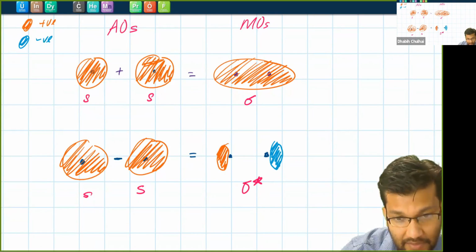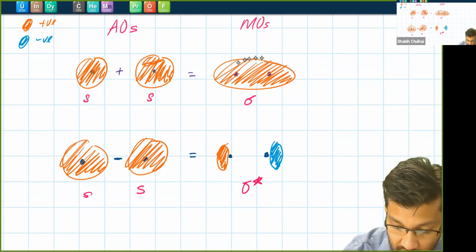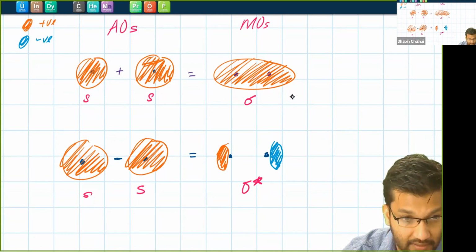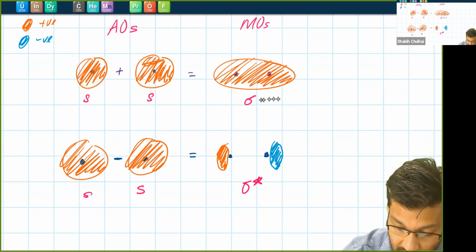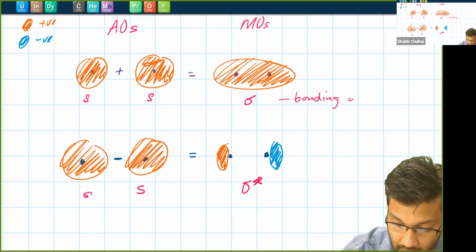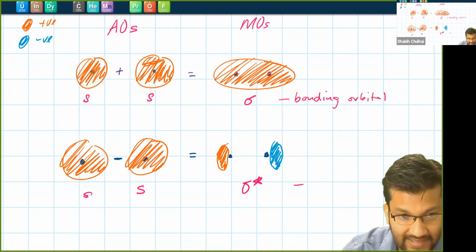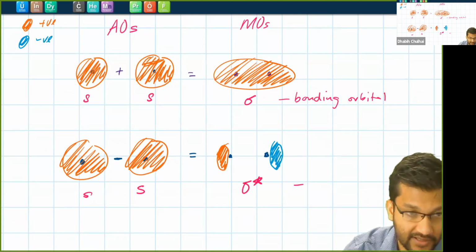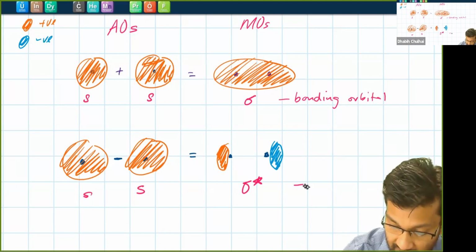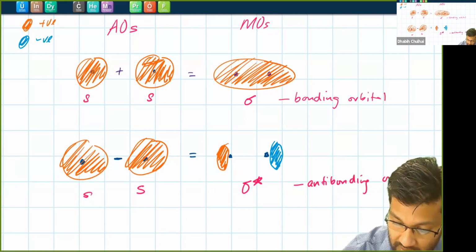Now, if we examine these, the one on top looks like it's holding those two atoms together, like it's forming a bond. So we'll call this a bonding orbital, right? However, the one on the bottom, exactly in between the two nuclei, there's nothing there. There are no wave functions trying to hold those together. So we actually call this an antibonding orbital.